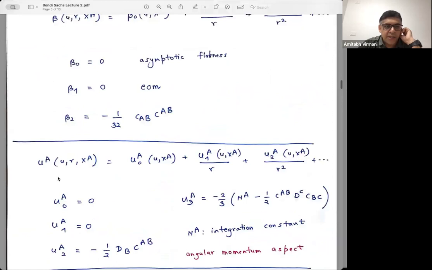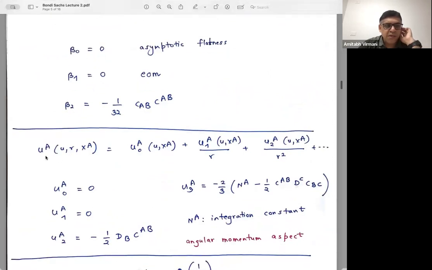Now let's look at another example. This is the UA equation. So UA has an expansion in powers of 1 over r. This is the 0th component, then the first component, the second component. Second component meaning in powers of 1 over r.